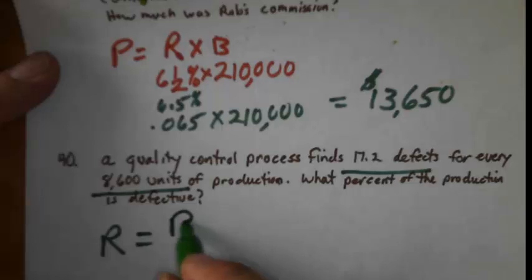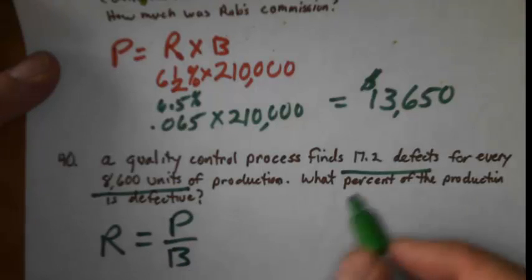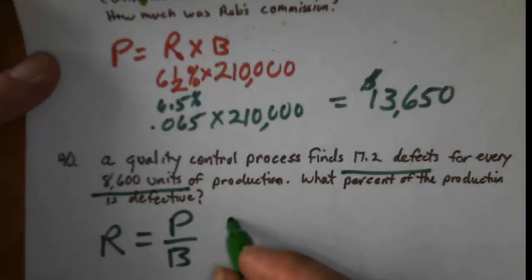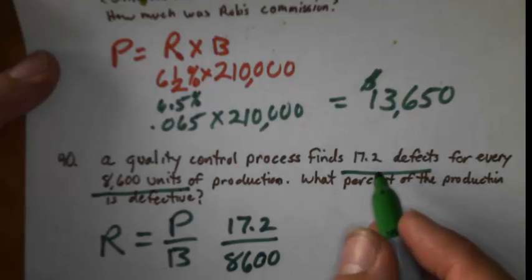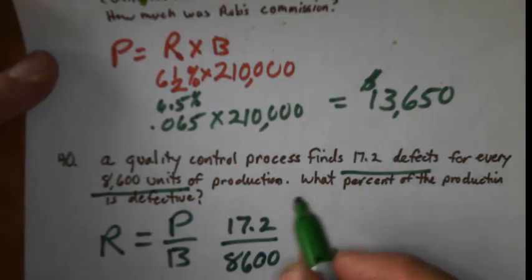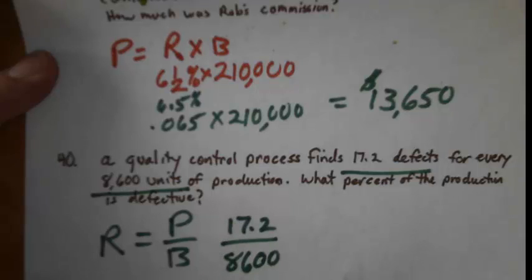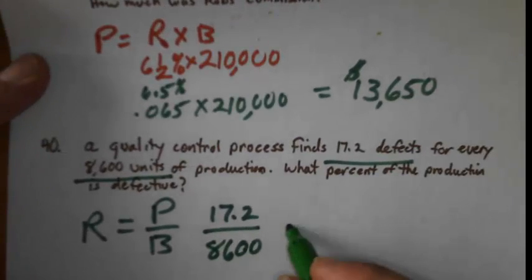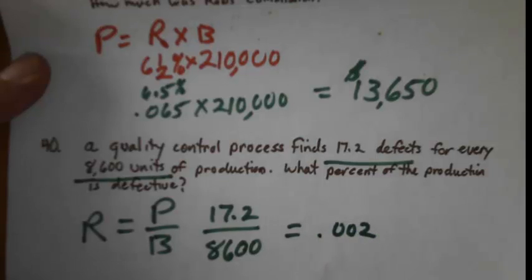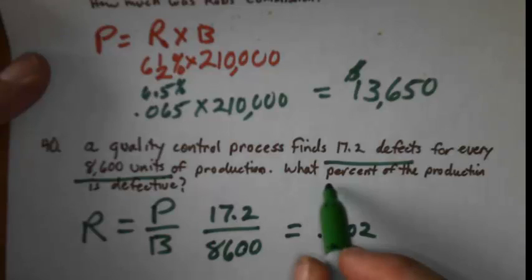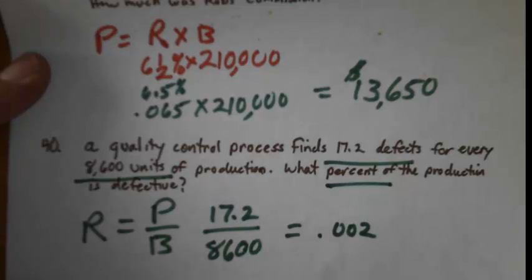And that formula, as you remember, is going to be the portion over the base. So the portion is the 17.2, and the base then, of course, is the 8,600. So it's just taking the relevant information in the problem and plugging it in to an equation. So we're going to go ahead and just divide the top by the bottom. Again, it's calculator. So we get 0.002, and they're going to want that as a percent because it says what percent of the production is defective.